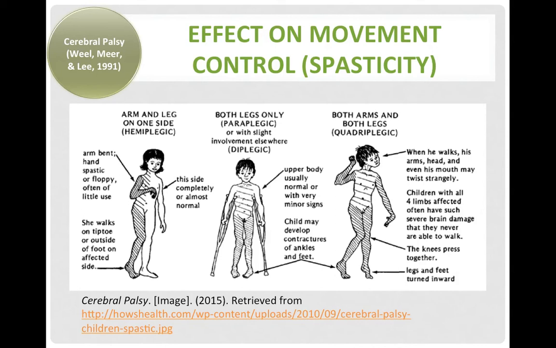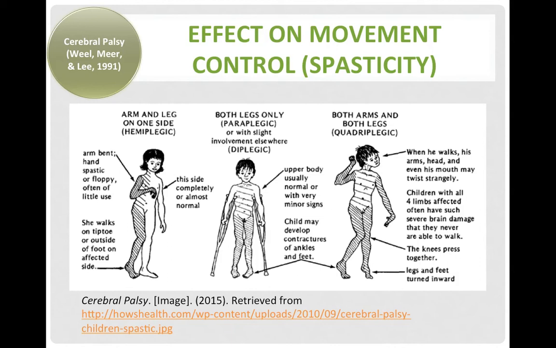Common types are hemiplegic, paraplegic, and quadriplegic. Hemiplegic means that one arm and leg on one side is affected, with the other side being completely or almost unaffected. Paraplegic means that only both legs are affected, with the upper body usually showing normal ability or minimal signs of CP.